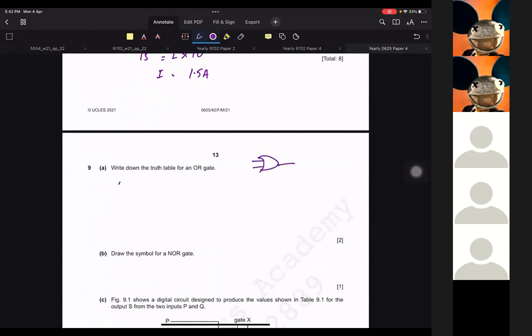And the truth table is that there are two inputs and there is one output. So X, Y, and Z. So you say 0 0, 0 1, 1 0, 1 1. Now, for OR, I told you that even if there is 1 1, it gives you the same thing. So 0 0 is 0, 0 1 is 1, 1 0 is 1, and 1 1 is 1. So that's the truth table.